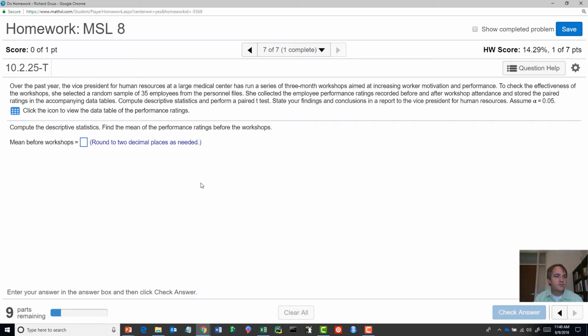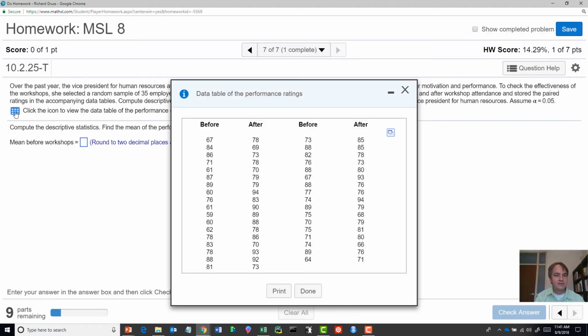So they selected a random sample of 35 employees from the personnel files. They collected the performance ratings recorded before and after. Before and after should be a dead giveaway. This is going to be a paired samples t-test, and they stored the paired ratings in the accompanying table. So let's go ahead and get the data first thing.